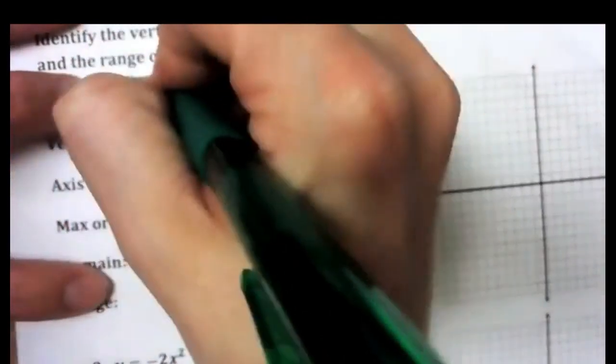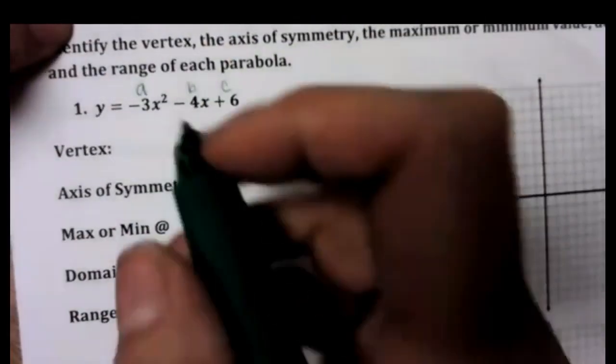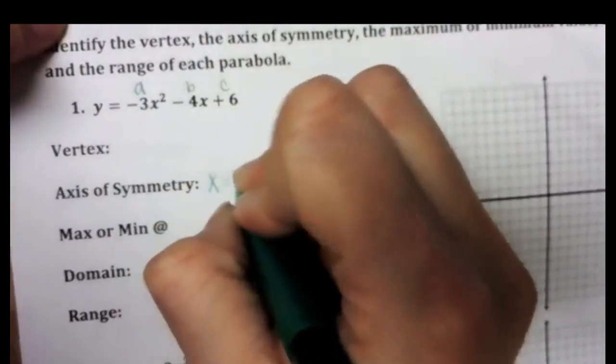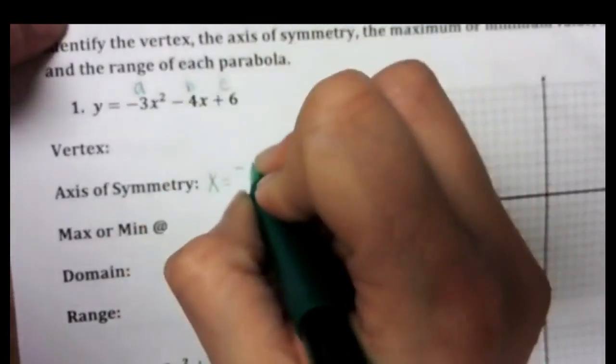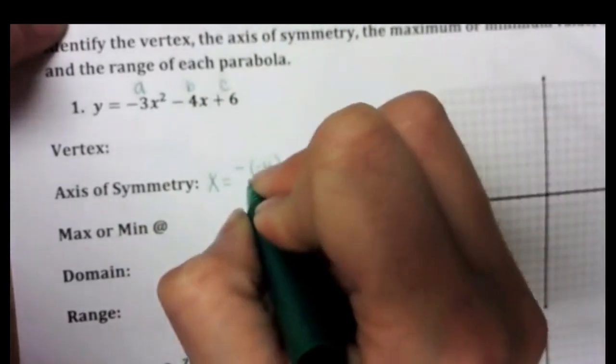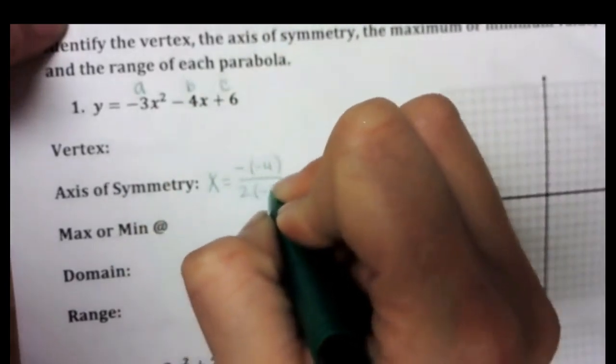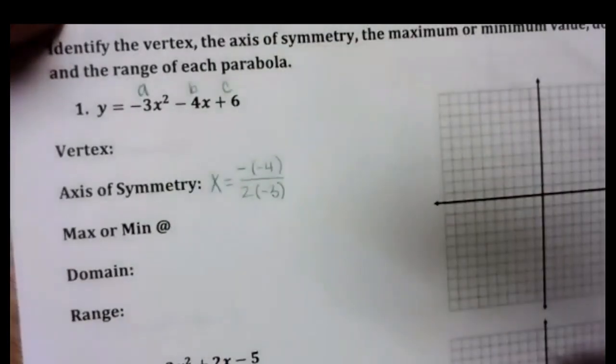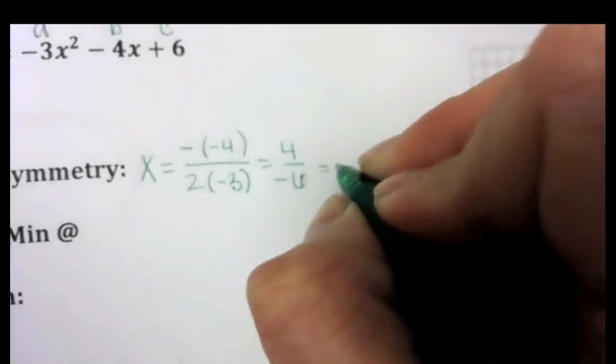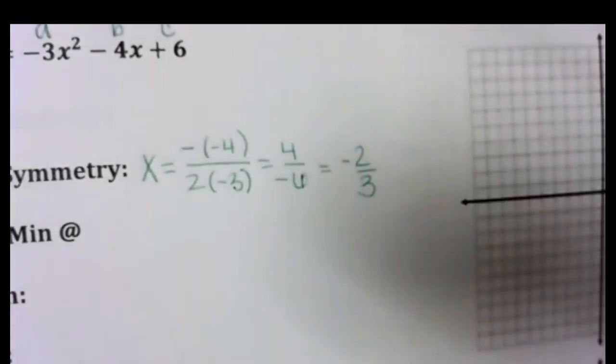So just like before, this is standard form. So you have your A, your B, and your C. So the axis of symmetry is x equals negative b. So in this case, it's a negative 4 all over 2 times a, which is negative 3. So for your axis of symmetry, you get x equals a negative times a negative, which is a positive 4 over a negative 6, which is truly a negative 2/3.